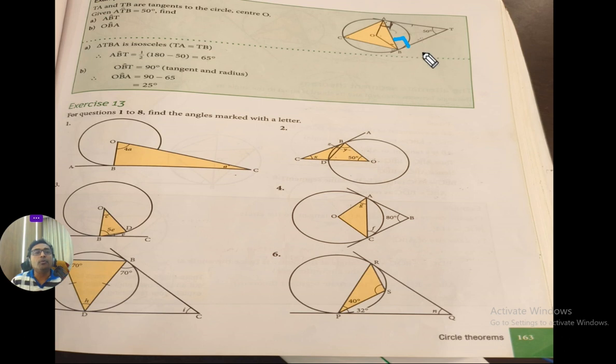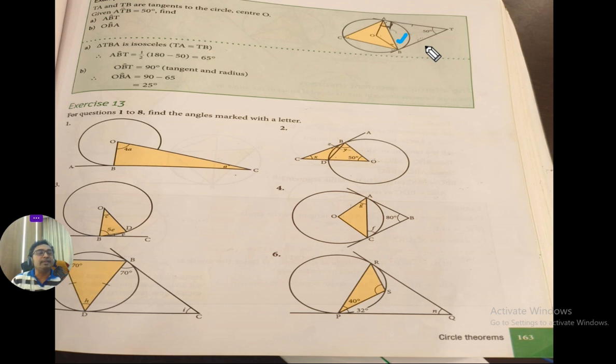And OBA. O किधर? OBA ये वाला. ठीक है? कौन सा वाला? ABT एंगल and OBA. OBT is 90 degree. इतना तो क्लियर है as per the formula. Correct? OBT पूरा the entire angle is 90 degree perpendicular to each other. That is why it is 90 degree.